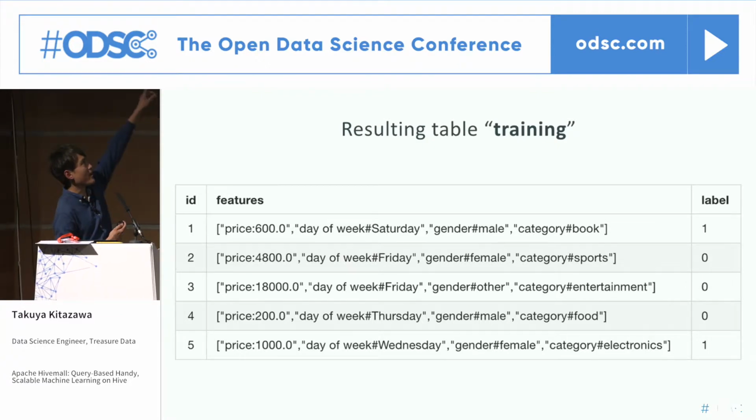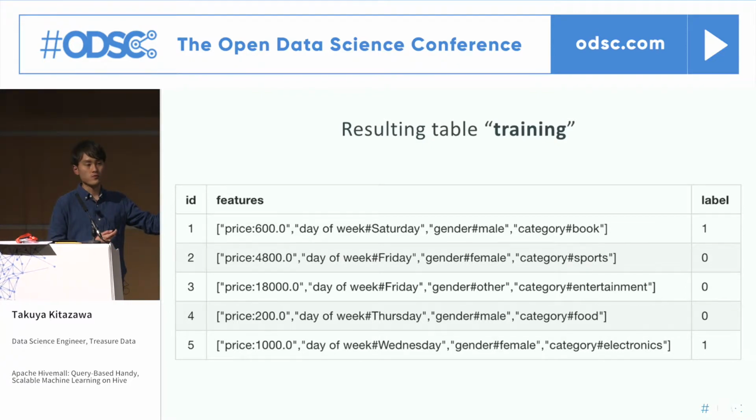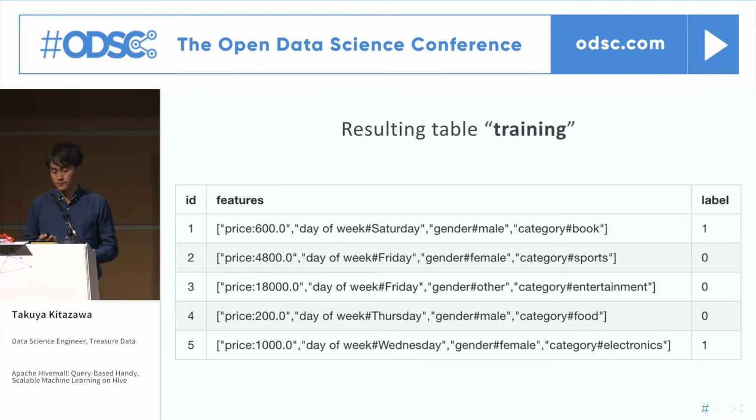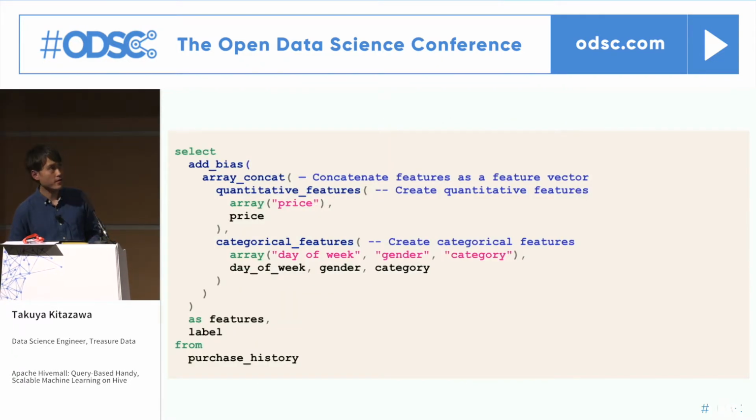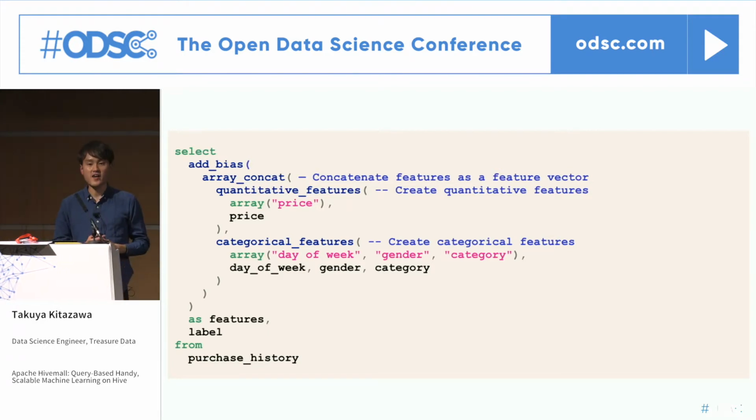Features is an array of strings, the feature vector here. And label is simply taken from the original table because I want to do supervised learning on that data. There are also some options. You can put a new function on top of the previous query named add_bias.